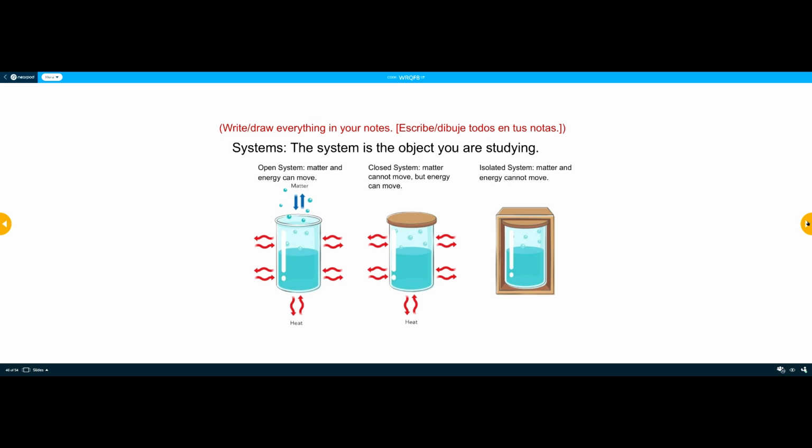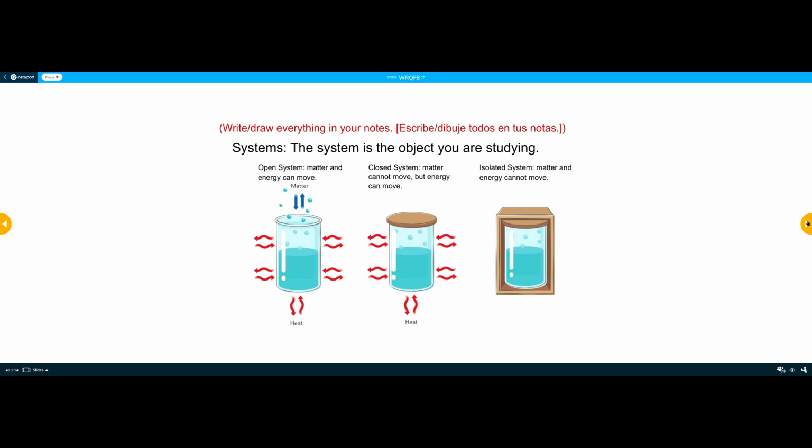A system can include three different kinds depending on the container and the enclosure of it. First off, we have an open system, which is where both matter and energy can freely move. This is usually in reference to an open container and some sort of material like glass or metal that allow the transfer of heat energy to go inside and out.